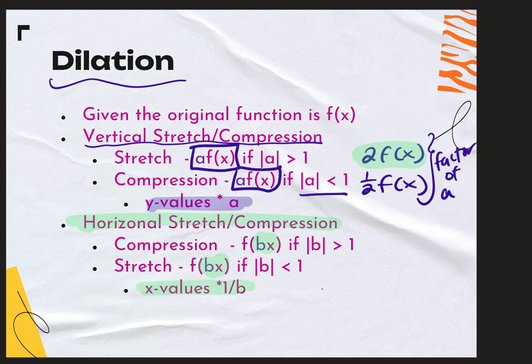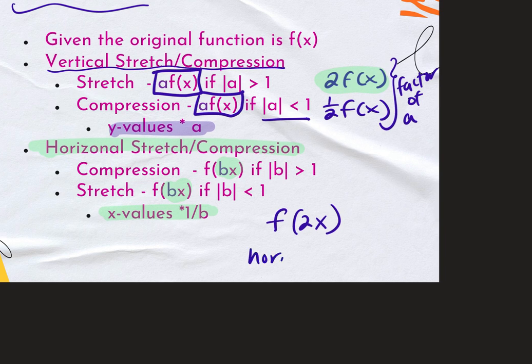So now if I had f of 2x and my stretch or shrink is happening inside the parentheses, this is a horizontal compression by a factor of 1/2. So if it's on the front, we leave it alone. If it's inside the parentheses, it's the reciprocal.